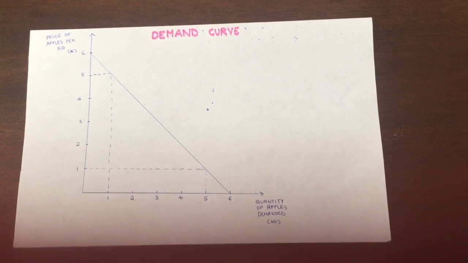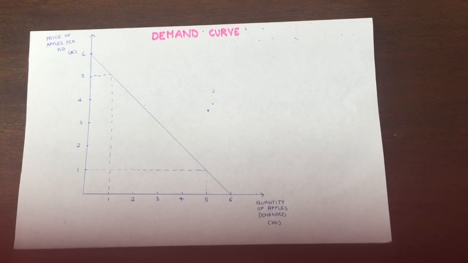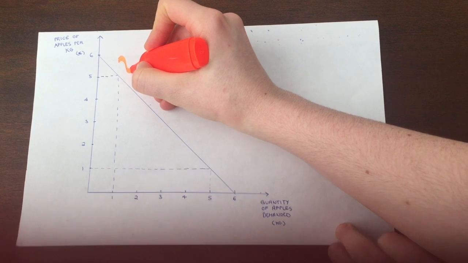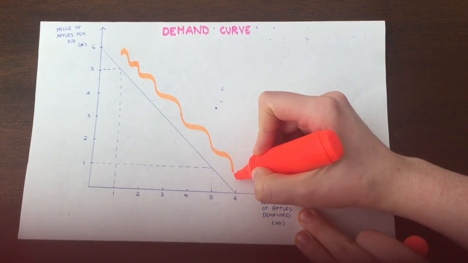To help visualize demand better, we use a demand curve, which shows the relationship between the price of a good and the quantity demanded, displayed on a graph. The negative relationship between the price of goods and the quantity demanded explains the downward sloping curve.